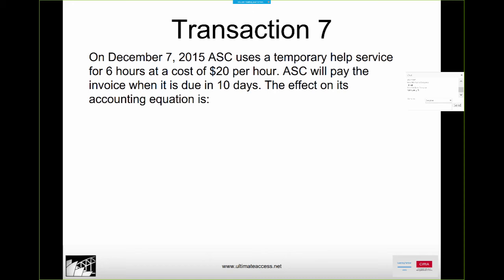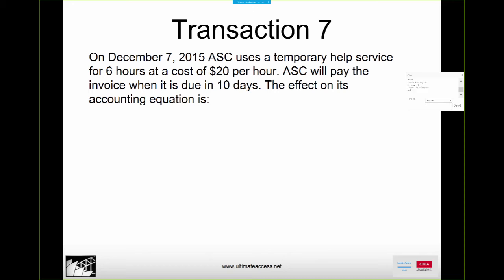Right, now let's look at this transaction. Temporary help service, right? What are we doing? We are actually asking somebody to come and help us to do some work. Am I correct? So in order for this person to do this work, we are giving them something. What are we giving them? We have agreed to something. What are we giving them? Cash. Has this cash been paid as yet? What do you guys think?